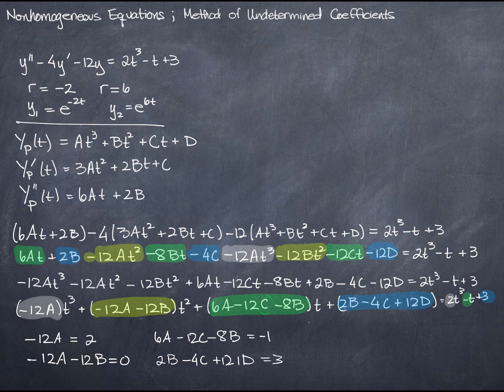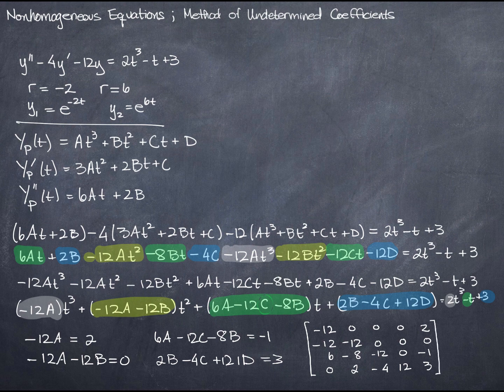equals 3. And again, frankly, I would put this in a matrix. I have negative 12a, no b's, no c's, and no d's, equals 2. I have negative 12a minus 12b, no c's and no d's, equals 0. 6a, minus 8b, I was going to say no b's there, but they're out of order. Minus 12c, no d's, that equals negative 1. And no a's, but 2 b's, minus 4 c's, and 12 d's equals 3.